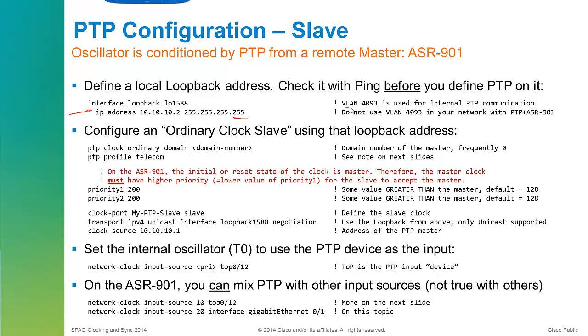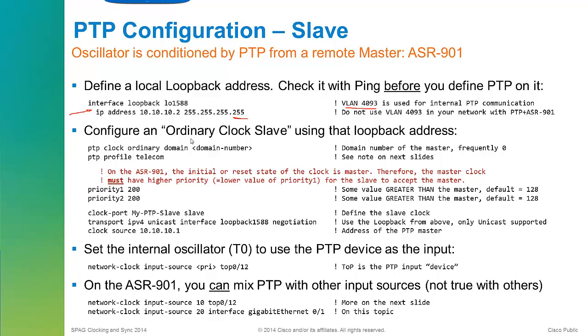The only wrinkle on a 901: don't use VLAN 4093, otherwise you'll have issues. Normally, when you define the loopback address, before you define PTP on it, you want to ping it. Sometimes, depending on the internal architecture, the PTP packets will get punted. The ping packets will actually get lost because they get punted to the PTP processor, and it won't ping in return. So make sure the loopback addresses are working before you define the PTP, and then try to figure out what's happening.